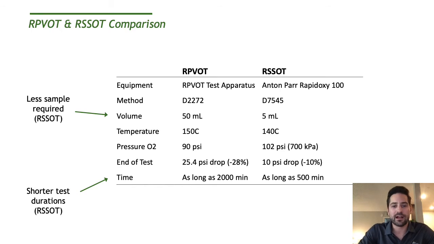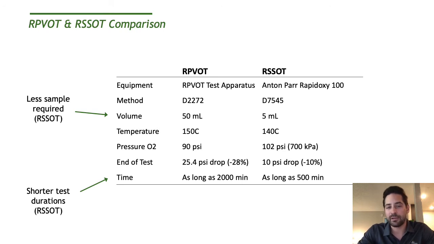So here's a comparison of the two methods. RPVOT is ASTM D2272. RSSOT is ASTM D7545. Obviously, RPVOT is run on an RPVOT test apparatus. What we have in our lab for our SSOT is an Anton Paar Rapidoxy 100 unit. The volume of sample needed for RPVOT is 50 milliliters per run. For our SSOT, you only need 5 milliliters. So this is one significant difference between the two methods. You only need about 10% the volume of sample to run our SSOT as compared to RPVOT.